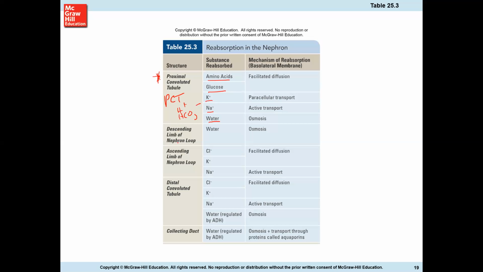The descending loop of Henle is an area of water reabsorption. Now, I'm not talking about going into the filtrate, but the reabsorption back into the ECF, then back into the blood. So you have to know your fluid compartments. The ascending loop of Henle, especially the thick part, is impermeable to water.